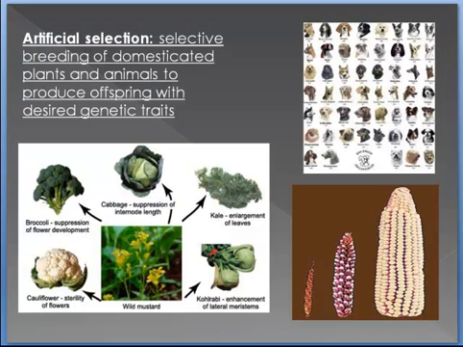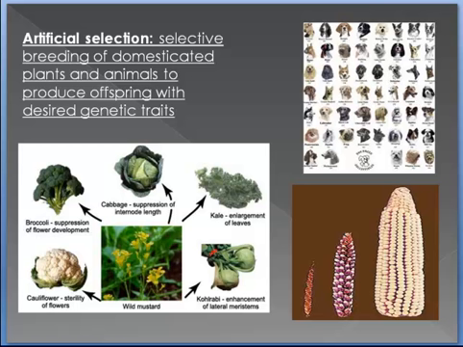Artificial selection is another type of selection, and it's one that's very important to the human race. It's when selective breeding of domesticated plants and animals is used to produce offspring with desired genetic traits. So believe it or not, things like kohlrabi, cabbage, kale, broccoli, and cauliflower all actually came from an original ancestor of the wild mustard seed.